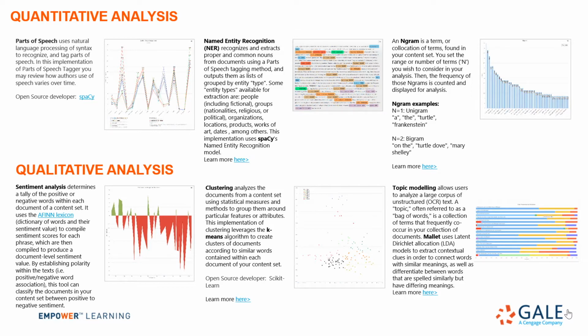attributes within a content set. N-grams, for example, identifies word counts across your content set, and parts of speech tagger will give you a count of the different parts of speech used by any given author.